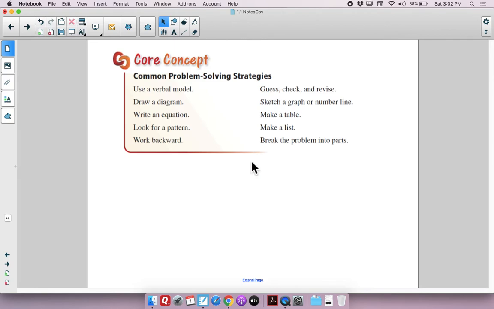So again, using these strategies, super important. As you go through word problems, we're going to use various strategies such as these throughout this class.